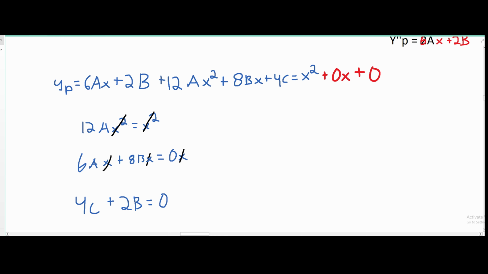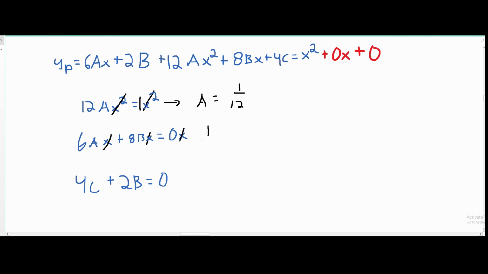We see that on this side we're just going to have a 1 instead of an x. So that means a is equal to 1 over 12. And if we plug that into this part, we are just going to get 1/2 plus 8b. What we can do is subtract both sides by 1/2 and then divide both sides by 8. So we're going to get that b is equal to negative 1/2 times 1 over 8, so we're going to get negative 1 over 16.